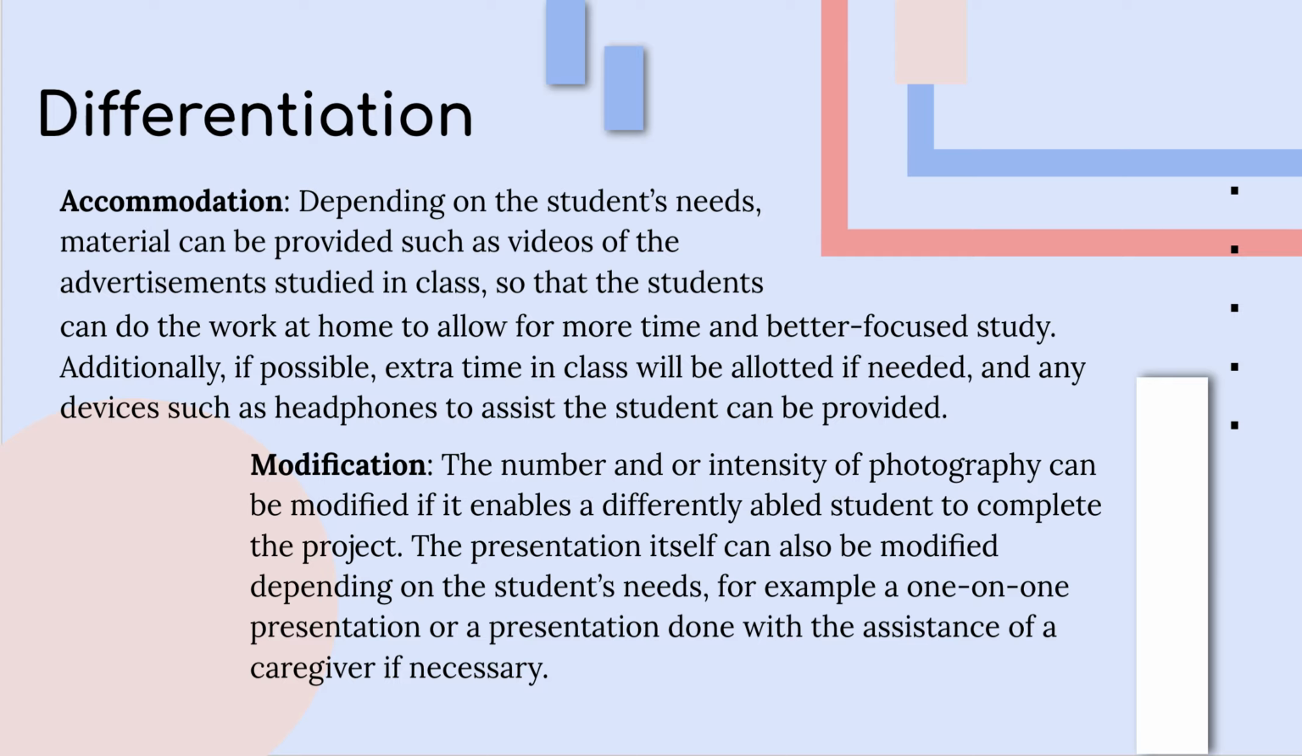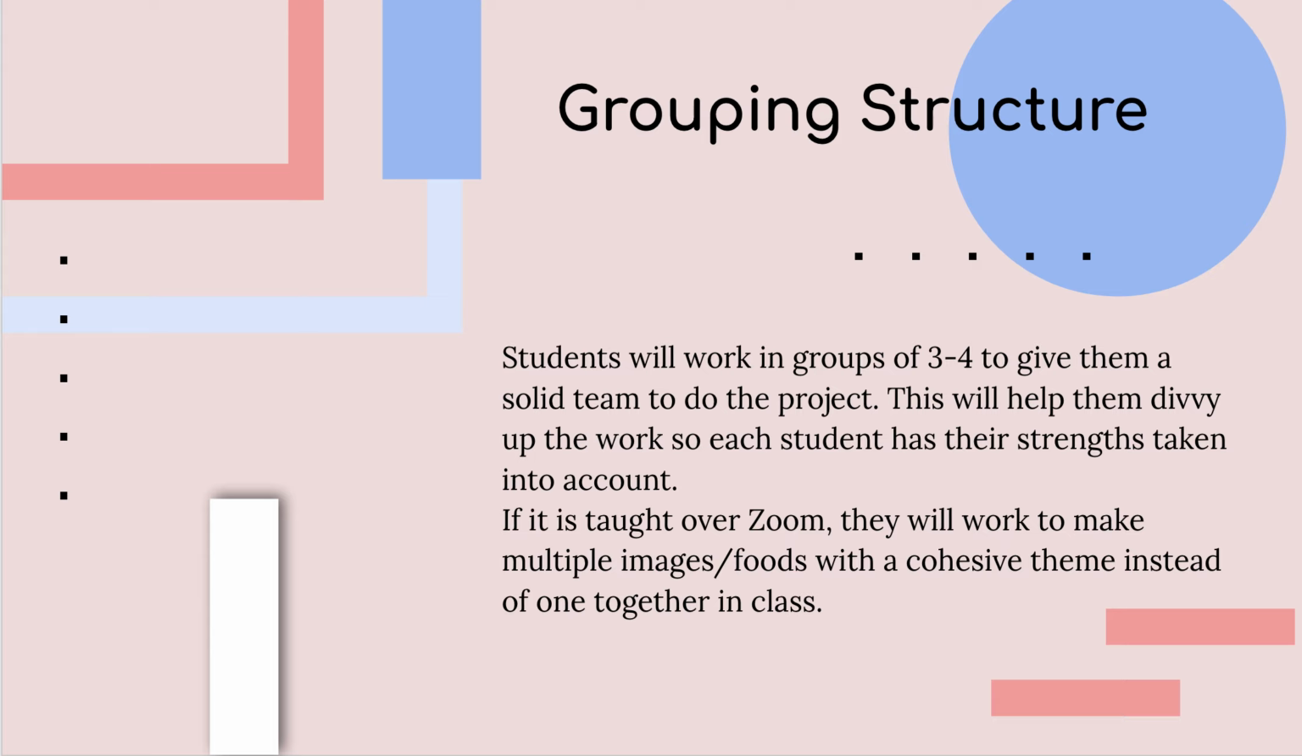And then the modifications are the number or how complex the photography is can be modified, and the presentation itself can also be modified. So it might be a one-on-one presentation or a presentation where their caregiver is helping them out, anything along the lines. The grouping structure, like I was saying, was groups of 3 to 4.